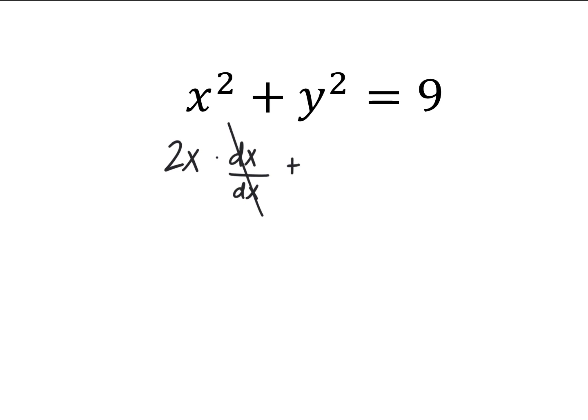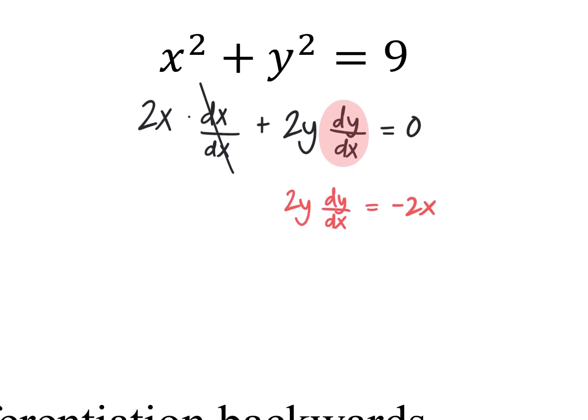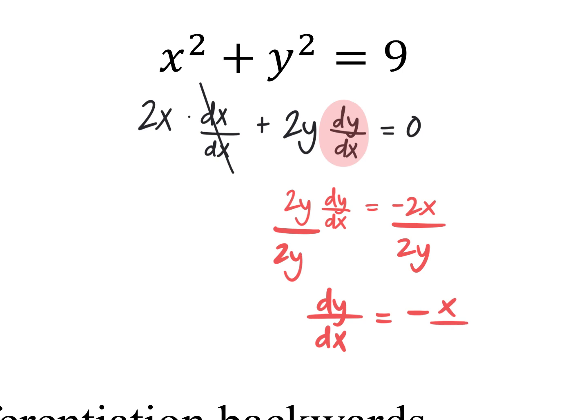And then if I took the derivative of y squared, that's 2 times y times dy over dx. And then what's the derivative of 9? 0. Okay, now after we did the derivative, what did we do next? We solved for dy/dx. So let's get dy/dx by itself. So I move that 2x over, and then I can divide by 2y on both sides. And my answer, dy/dx, is equal to negative x over y.